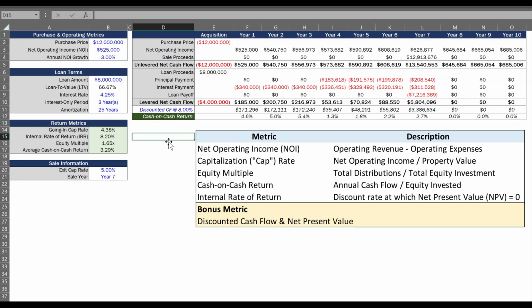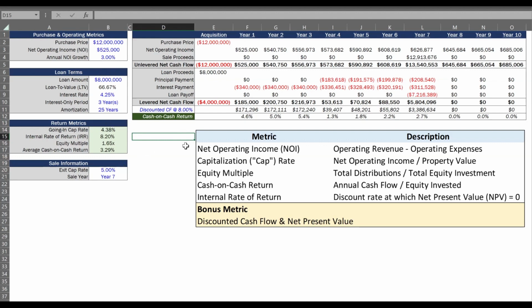I wanted to take some time and just jump right into Excel because we're going to be talking about different return metrics that you should understand as a real estate investor. So without wasting any time, let's get right into it. I built this model. It's a really simple model. It just has some metrics on here, breaks out the year by year cash flows of a property with some simple property metrics over here on the left.